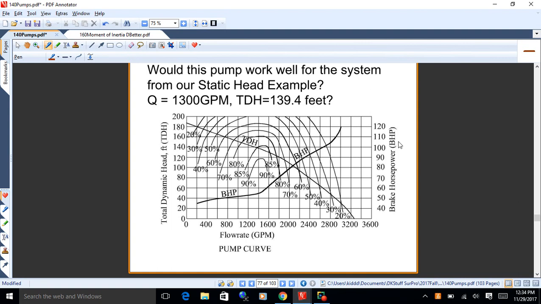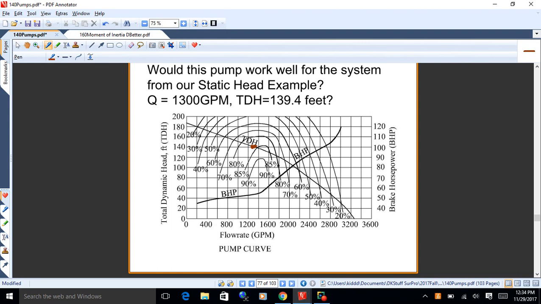We got Q at 1,300 and TDH of 139.4. Yeah, 1,300, 1,400, so that's about here, right? Right about there, huh? See, that's pretty good. And how's the efficiency on that? That's not bad either, okay? So this would be a good pump to do that with, see?